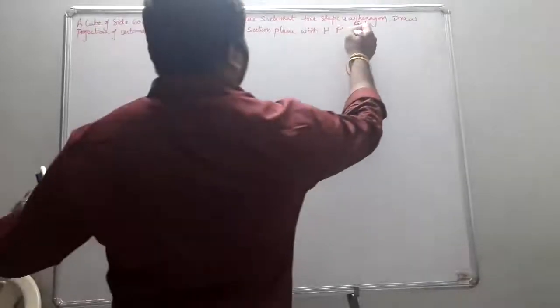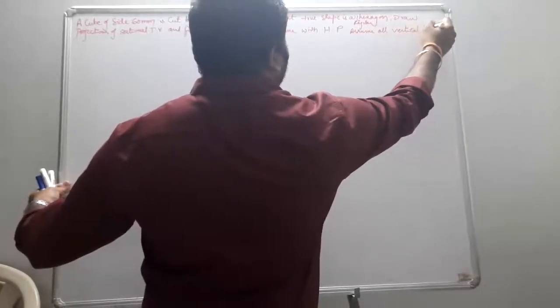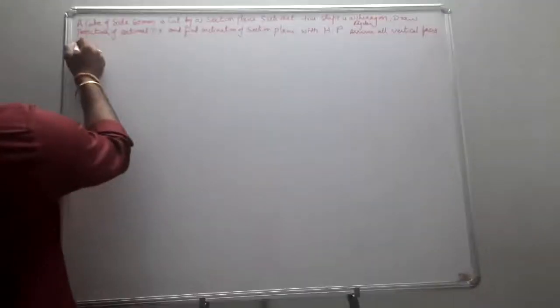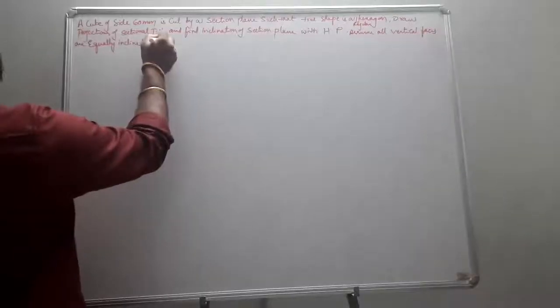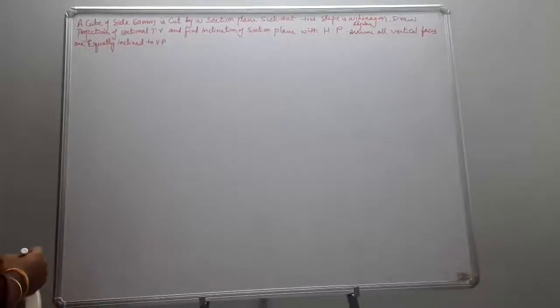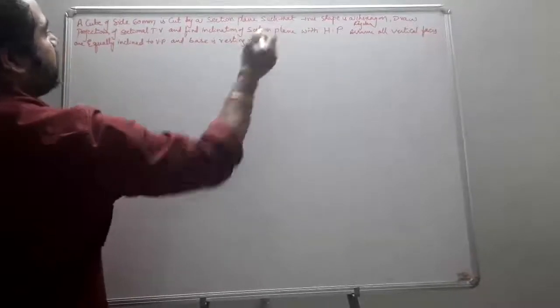Also draw the true shape, and assume all the vertical faces make equal inclination with the VP and the base is resting on the HP. So the base is resting on the HP and all the vertical faces are equally inclined to the VP.